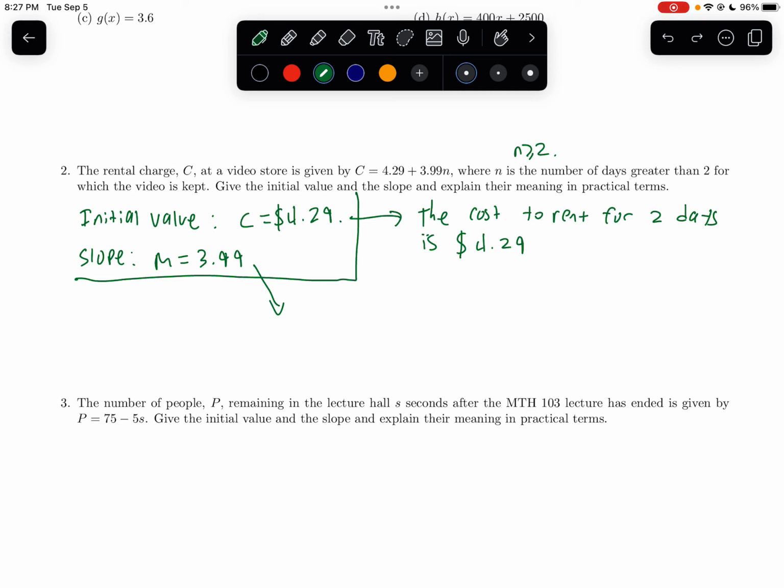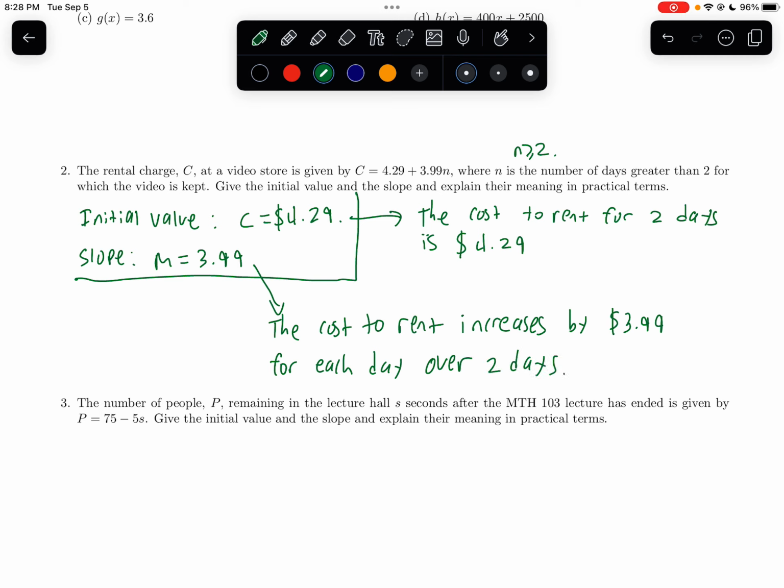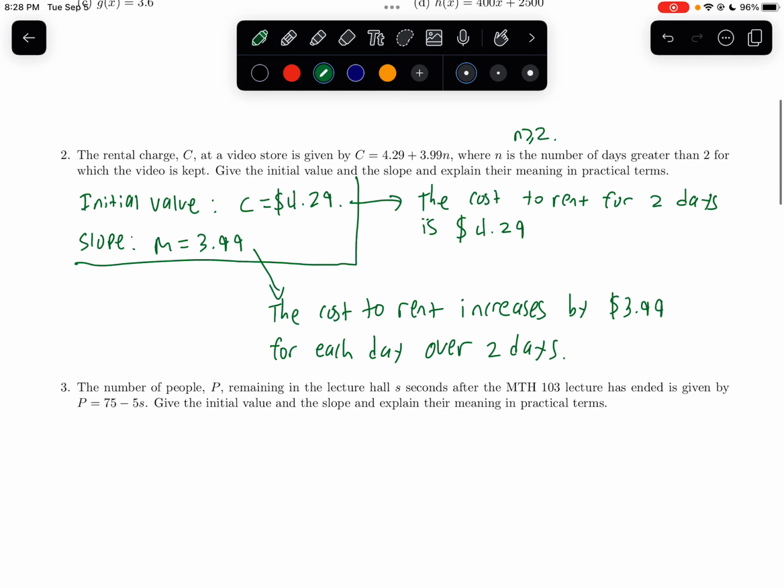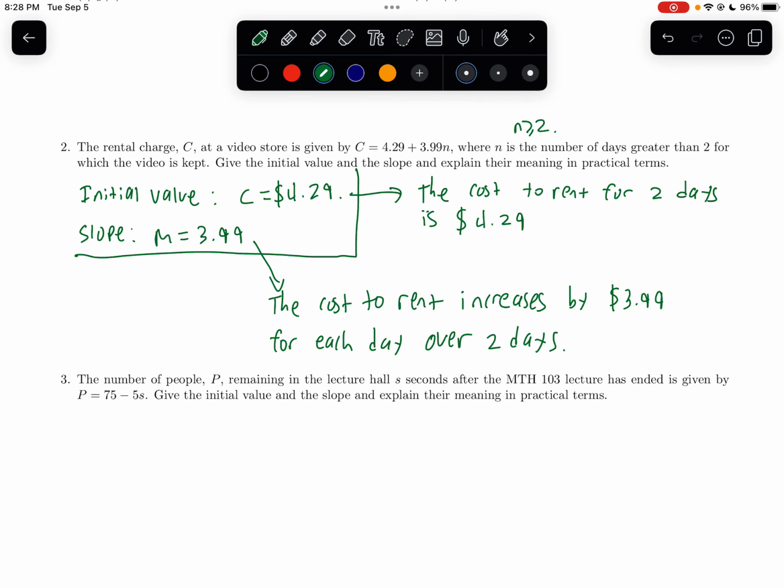So this means that the cost to rent increases, because it's a positive number, increases by $3.99 for each day greater than 2, for each day over 2 days. Right, so every day after that you get charged another $3.99. The minimum charge you can have is $4.29, right, the initial value.